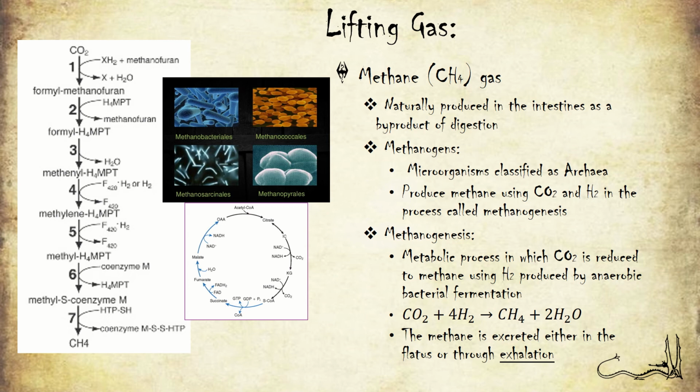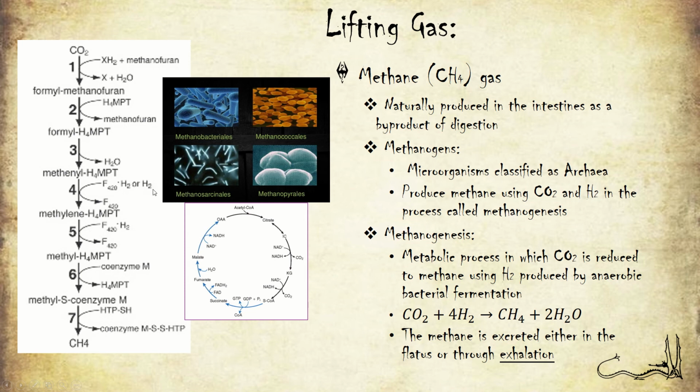Now, the carbon dioxide can be provided through cellular respiration, more specifically the citric acid cycle, seen right here. See, it produces carbon dioxide. And this can be produced through the breakdown of proteins, fats, and carbohydrates from food. Now I have the process listed right here and shown on the picture on the left.